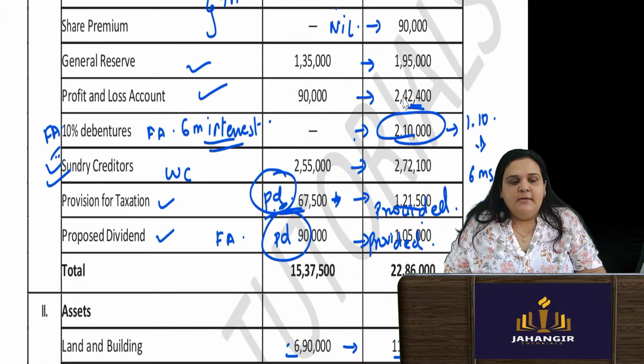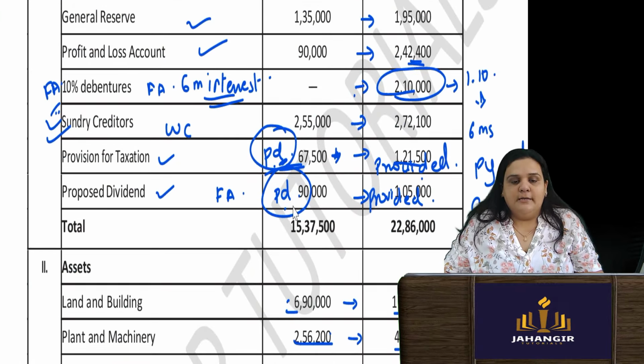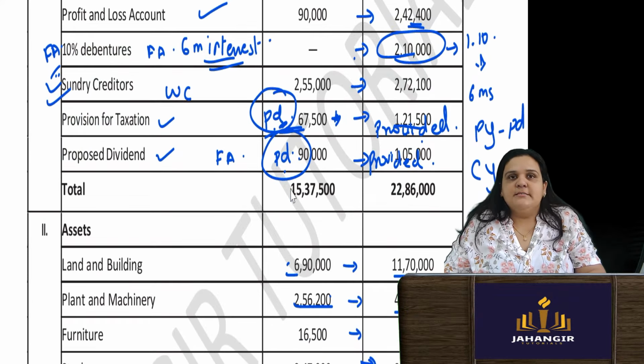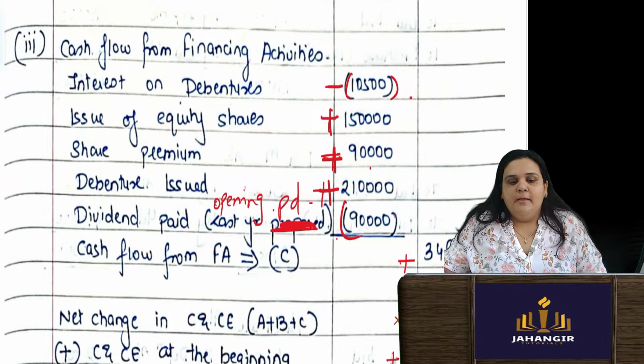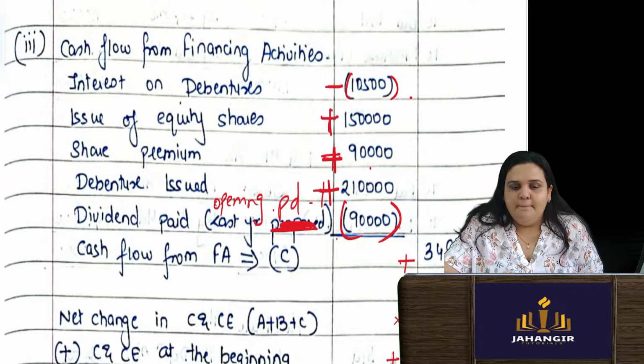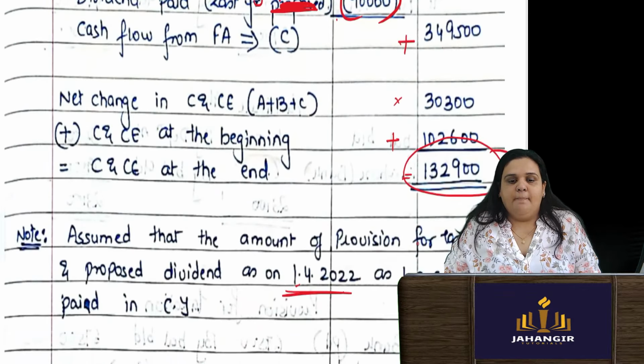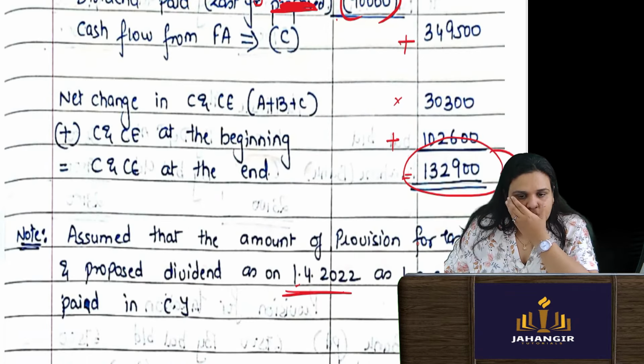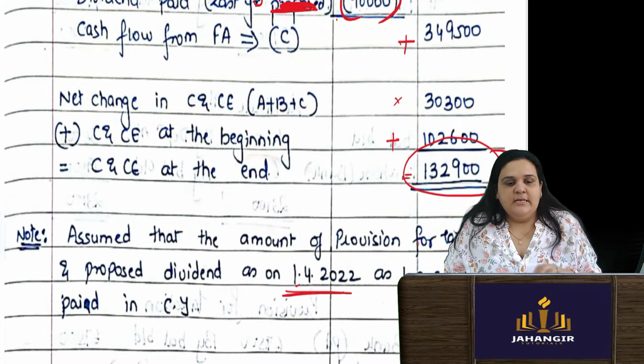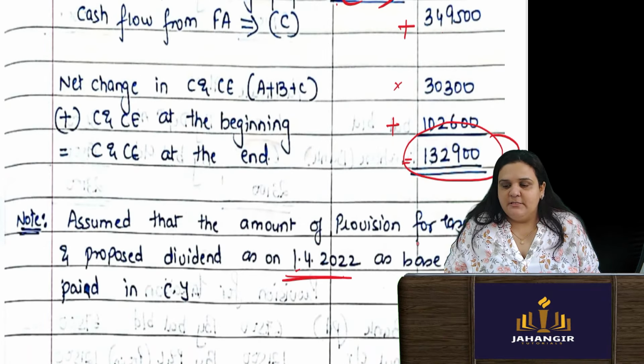And for dividend, the current year will be provided. The previous year will be paid. So previous year is 90,000. The dividend paid will be money going out. So 1,50,000 plus 90,000 plus 2,10,000. From there subtract 10,500 for interest and 90,000 for dividend. You will get 3,49,500 positive. Okay, so 3,49,500 is positive.